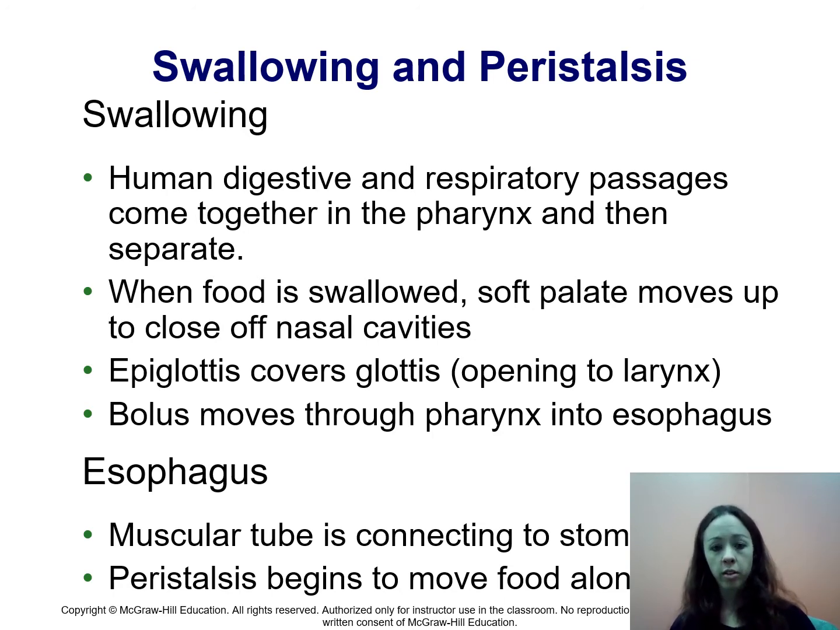Also, when we swallow our food, there are coverings that will cover our nasal cavities and our glottis, which leads into our lungs, so that we don't get food in our noses or into our lungs. The soft palate is what covers up our nasal cavities, and the epiglottis is what covers up the glottis, which leads into our larynx, into our lungs.